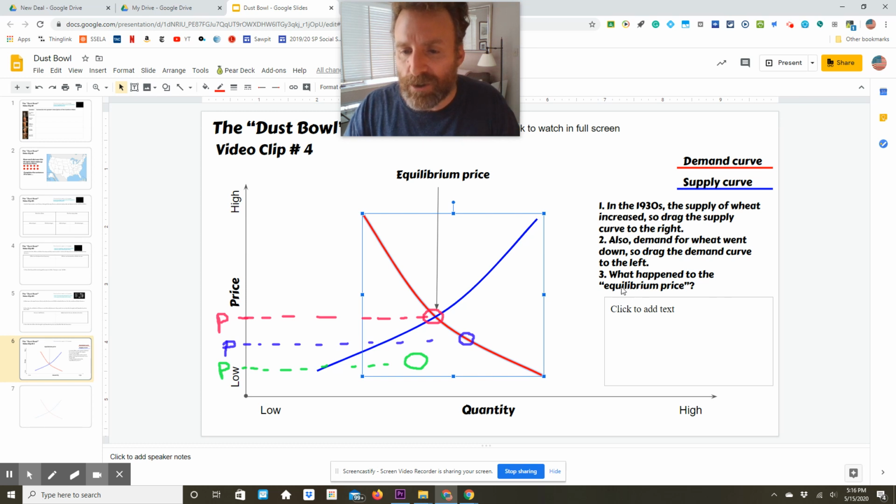And then I want you to articulate in a complete sentence, using these fingers and the keys, exactly what happened to the equilibrium price. So you'll say something along the lines of, in the 1930s, farmers increased supply, but consumers demanded less wheat. And so the price of wheat went, and then you're going to finish that.